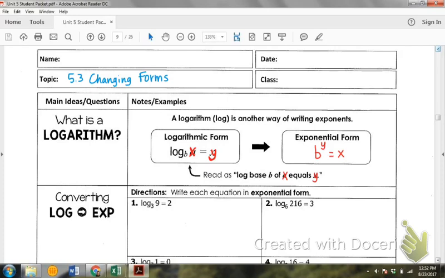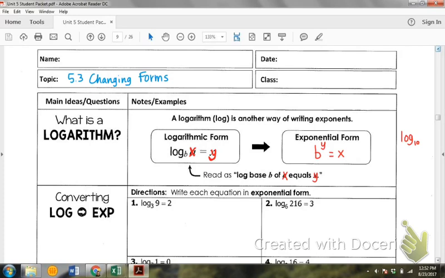You guys see the log button on your calculator? Your log button is always programmed to be base 10. So if you're ever going to use that button, your problem needs to be base 10, because that's the way that your calculator is programmed. Not all the time is it going to be that, though, so we're going to talk about how to get something into log base 10 if we need to use our calculator for it, okay?